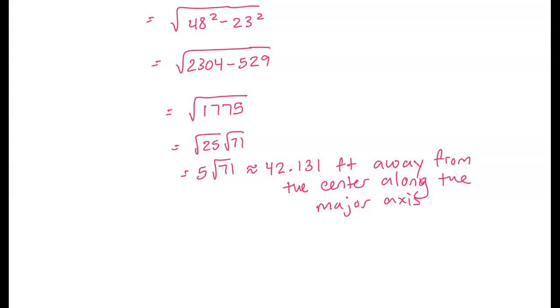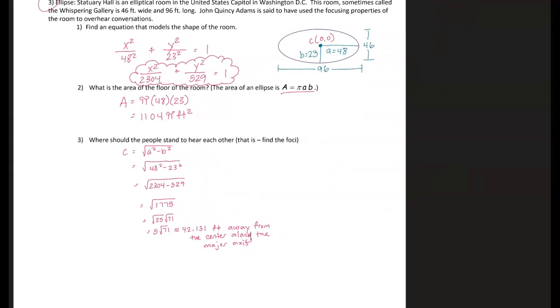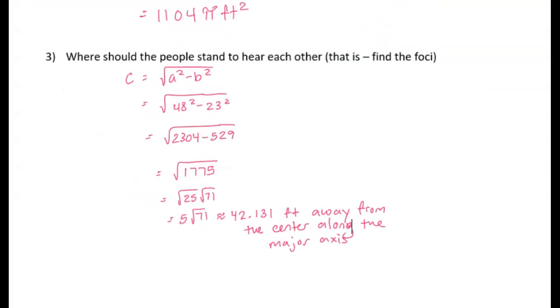So because this is a real world situation, we want to know exactly where to stand. We're not going to apply this to a coordinate point, right? If I told John Quincy Adams to stand, where would that be? 5 square root 71 comma 0, he would have no idea what you're talking about. But if you just said stand 42.131 feet away from the center, I mean, I don't know how you could stand 0.131 feet away, but they figured it out.